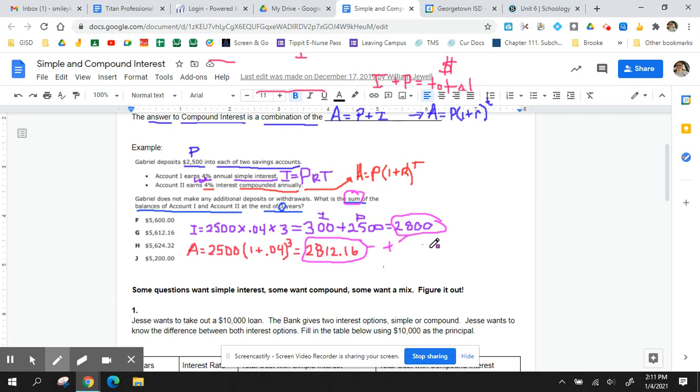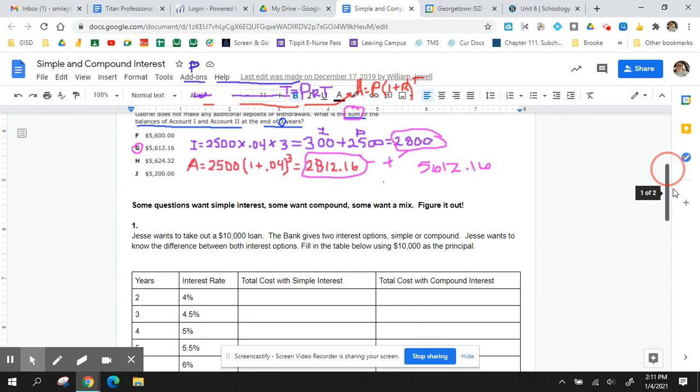Okay? And so when I go to add those in my calculator, I get 5,612.16. And is that an answer choice? Yes, it is. So when you have to compare the two, it is a little bit more work, okay? And it is asking you to go and look for those formulas. The good thing is these formulas are on your formula sheet in your STAR test. It will be given to you. You don't have to memorize those formulas. They will be there for you.